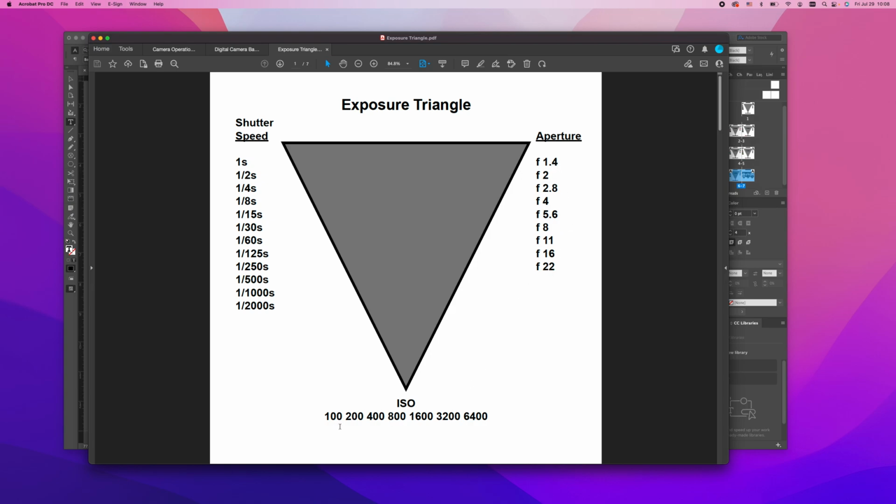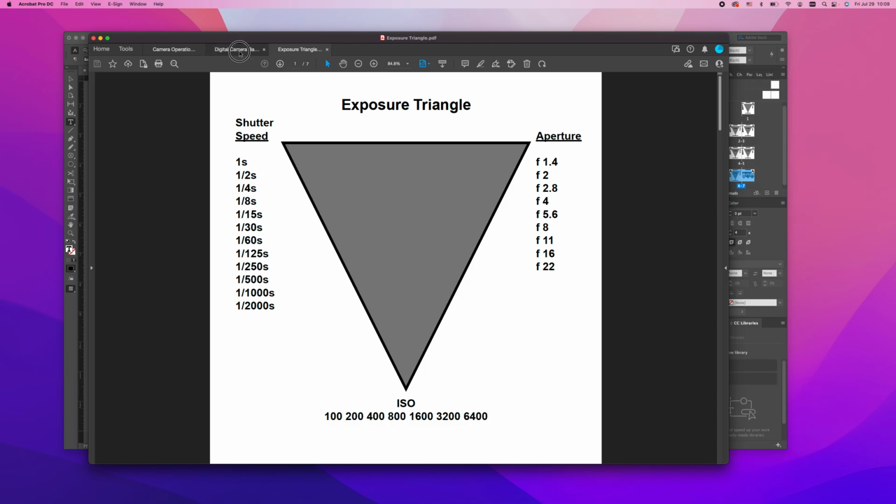And then your ISO down here, this is going to be your film or your camera sensor's sensitivity to light. And again, these function in stops, right? So if we have a lower number ISO, the sensitivity is less. If we have a higher ISO rating, the sensitivity to light is more.